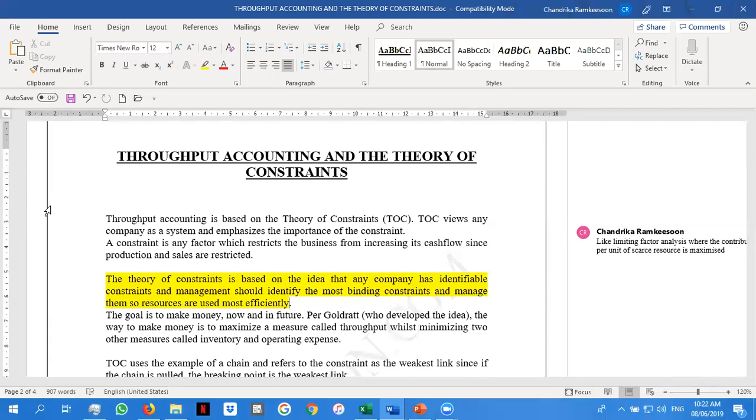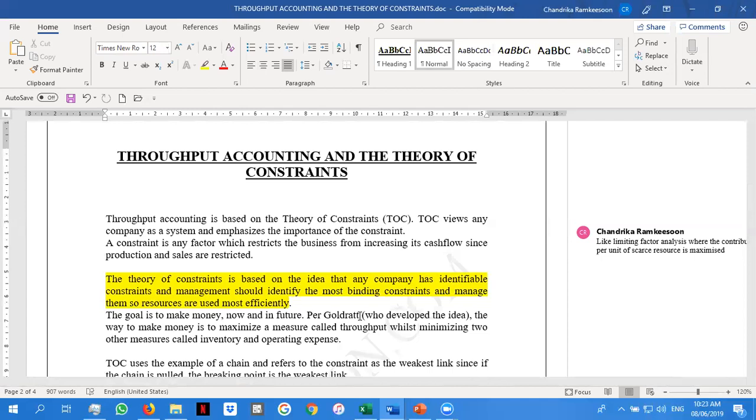Now, the idea of the theory of constraints was devised by somebody called Goldratt. That's this person here. But although he developed the idea, and the term developed is quite appropriate, because the idea of there being a constraint was nothing new. I mean, limiting factors would always have been around. Companies would always have been facing constraints.